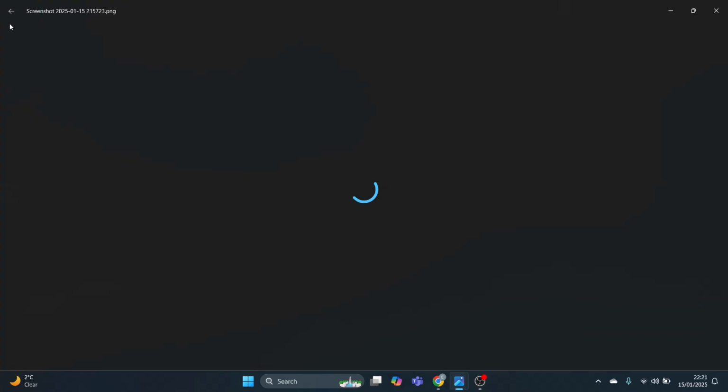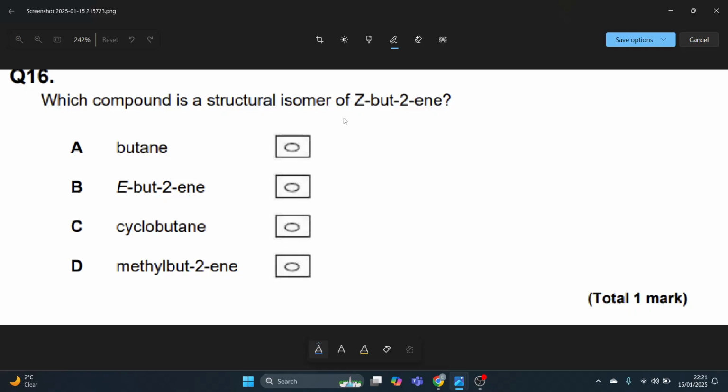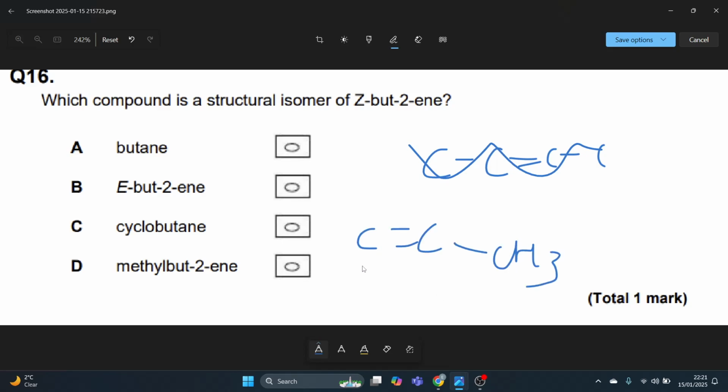Question 16, which compound is a structural isomer of Z-butene? Z-butene, E-butene, right? No, let's draw out Z-butene. Methane, ethane, propane, butane, butene. Actually, we need to do it like this. Methane, ethane, propane, butane, butene, C4H8. Perfect. Carbon, double bond on the second carbon.